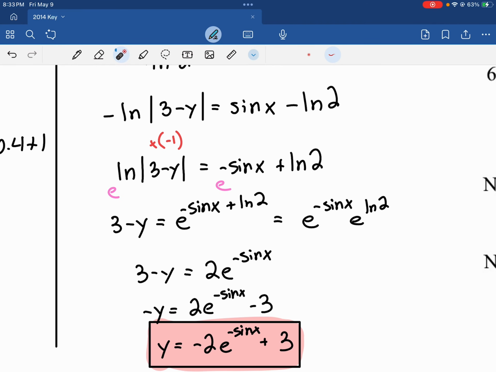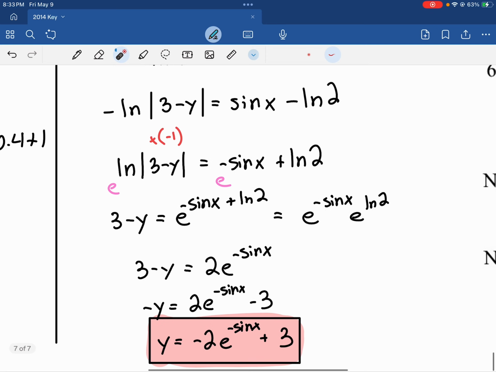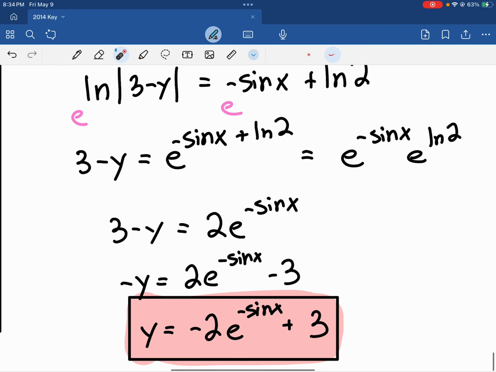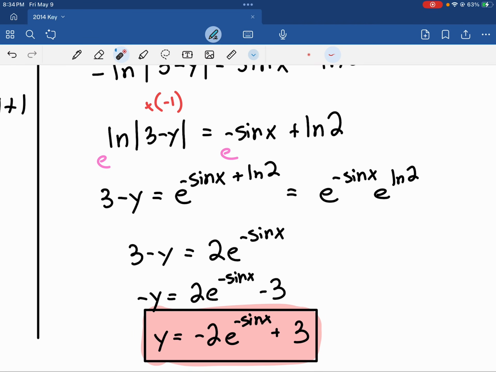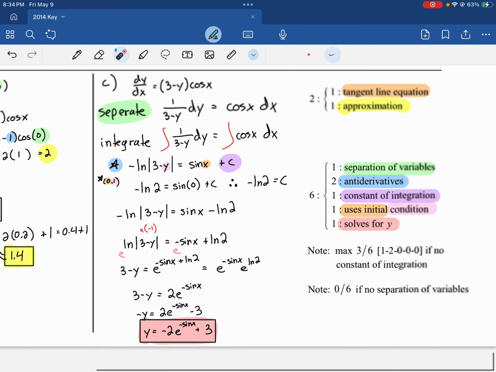On the right side here, you can break this up into e to the negative sine of x and e to the natural log of 2. And using your rules of logarithms, e to the natural log of 2 is just 2. I can subtract 3 from both sides and multiply by negative 1, and we get our particular solution. The steps here at the end could be a bit confusing, but it's something we've done a lot in class, and I'm pretty confident that you will remember the steps here.